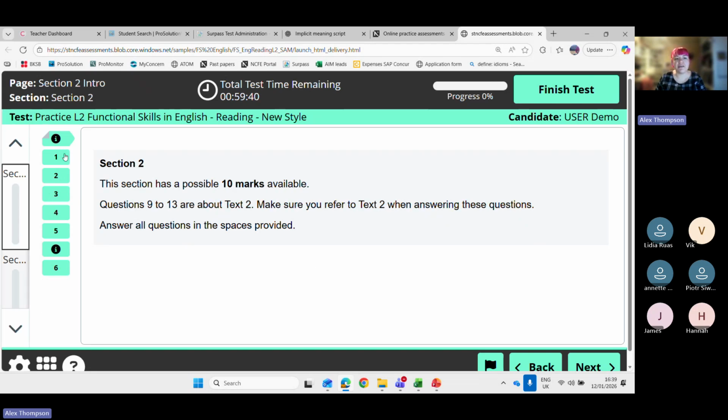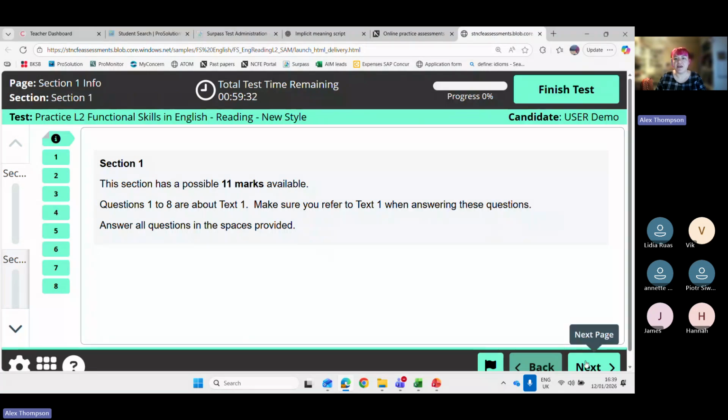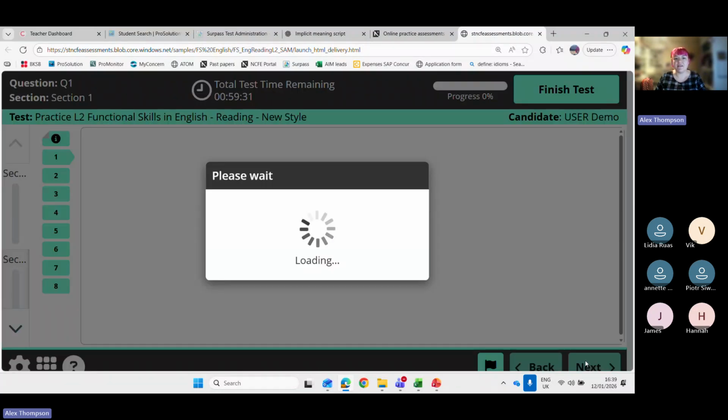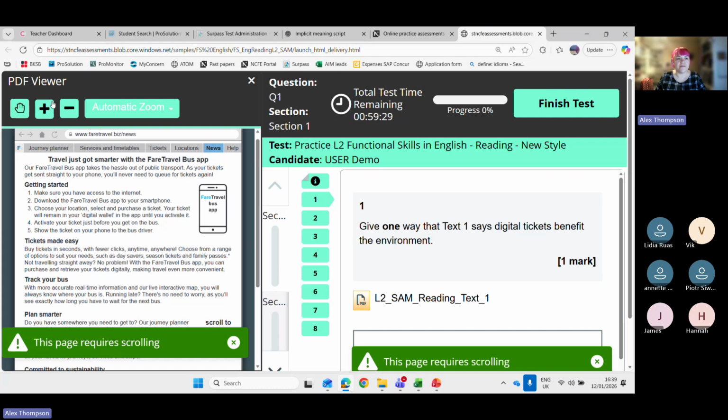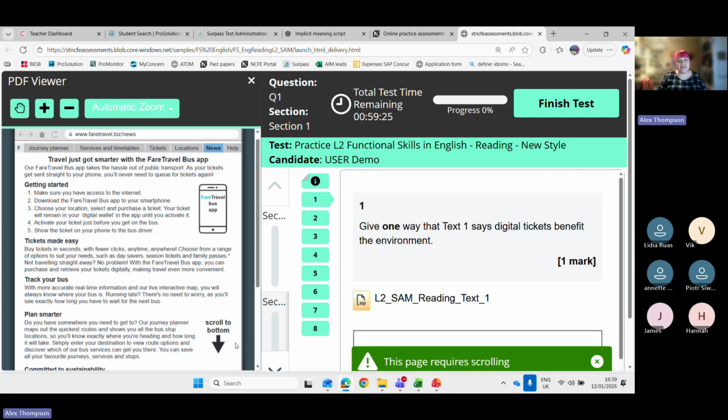You can see your progress with the little blue bar across the left-hand side. And if we just go straight to section 1, right at the very beginning, we click on next, and the document that we're going to be reading comes up here. Unfortunately, because at the moment this is in beta testing, you may struggle to read this screen, but this is a website that's advertising a new bus travel app.